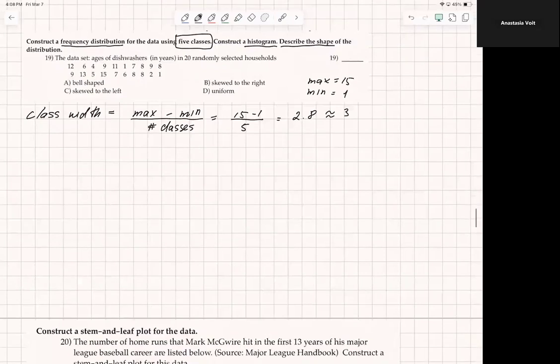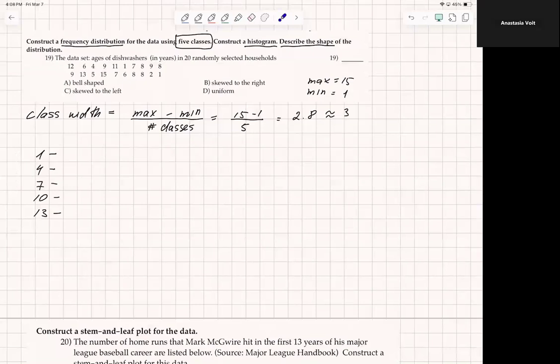So now we start from 1, okay? And then that's our first class, second class, third class, fourth class, and fifth class, right? So we start with 1 because that's our minimum value, right? And then we add 3 to that, right? So the next one would be 1 plus 3, that's going to be 4. So that's the lower limit for the second class. Then again, 4 plus 3, that's going to be 7. So that's the lower limit for the third class. 7 plus 3 is 10. So that's the lower limit for the fourth class. And 10 plus 3 is 13, so that is the lower limit for the fifth class.